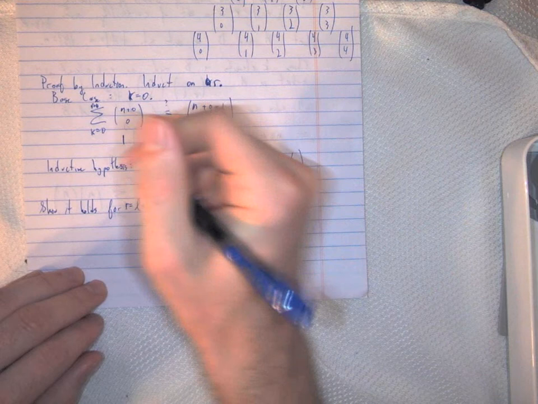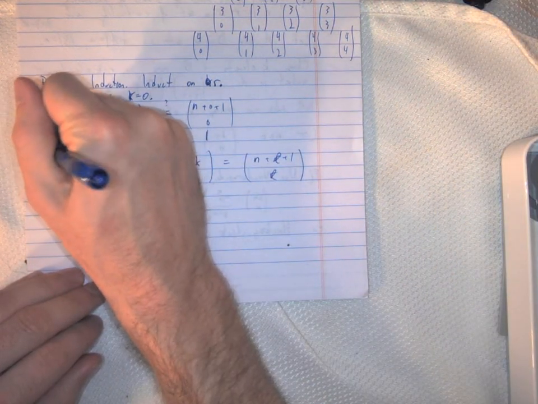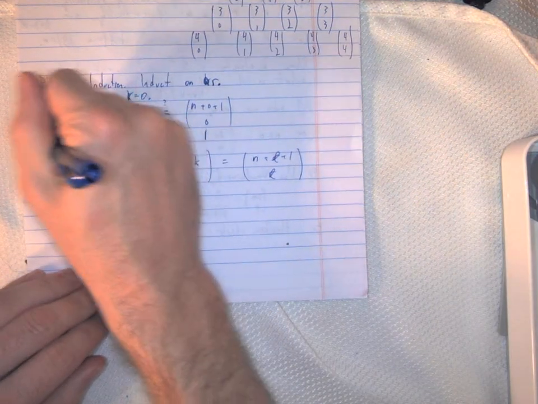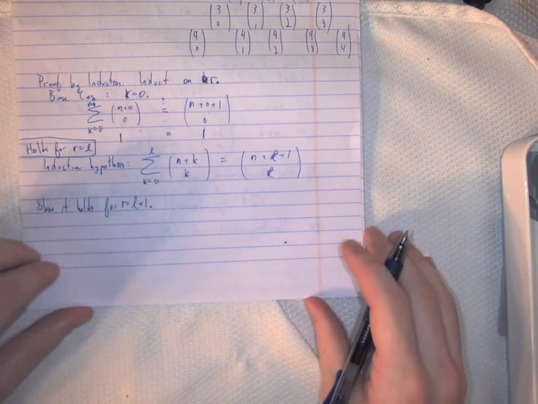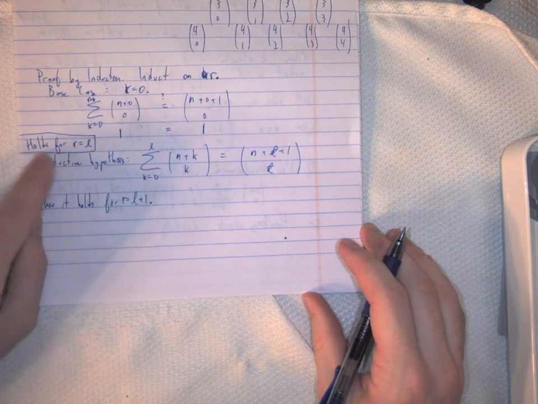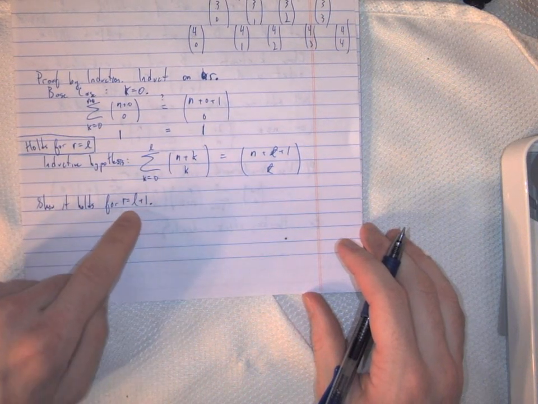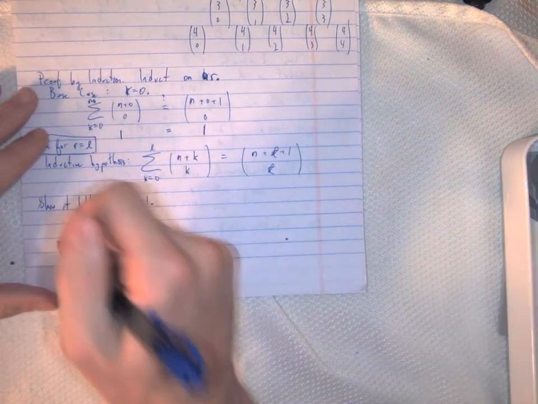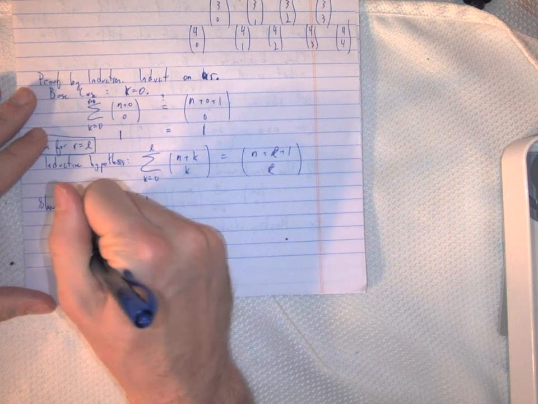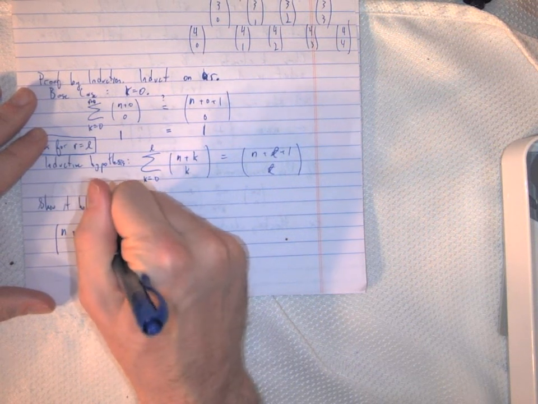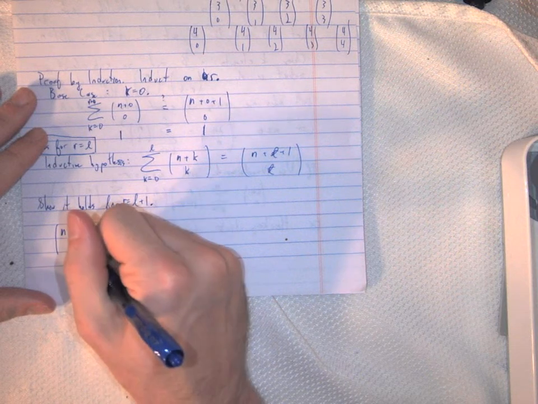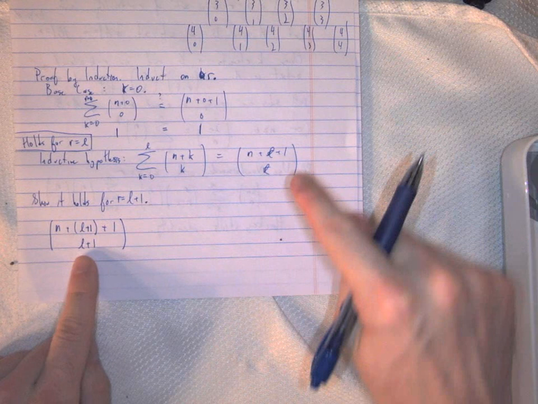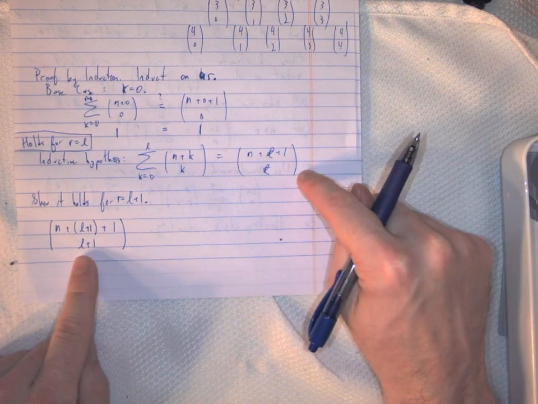R is equal to L plus 1. Holds for R is equal to L. Need to be careful about the indexing here. Sorry about the confusion. So the inductive hypothesis holds up to R is equal to L. I want to show that it holds for R is equal to L plus 1. So I'm going to start off by writing this side. On this side, n plus L plus 1 plus 1, choose L plus 1, right? This is the term where R is equal to L plus 1.